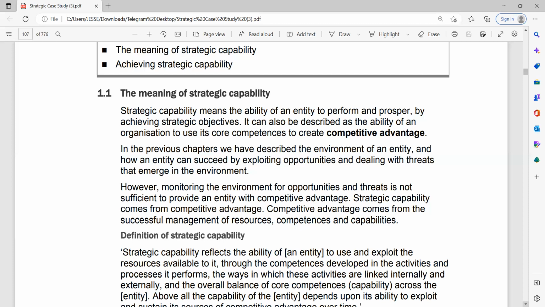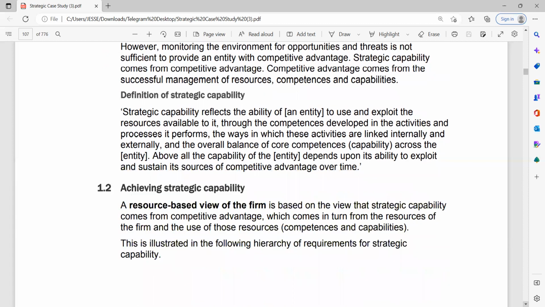So what are we talking about here? We are talking about strategic capability. So let's look at the definition that's given. Strategic capability reflects the ability of an entity to use and exploit resources that are available to it, right? The ability of an entity to use and exploit resources that are available to it through the competencies developed in the activities and processes it performs, the ways in which these activities are linked internally and externally, and the overall balance of core competencies across the entity.